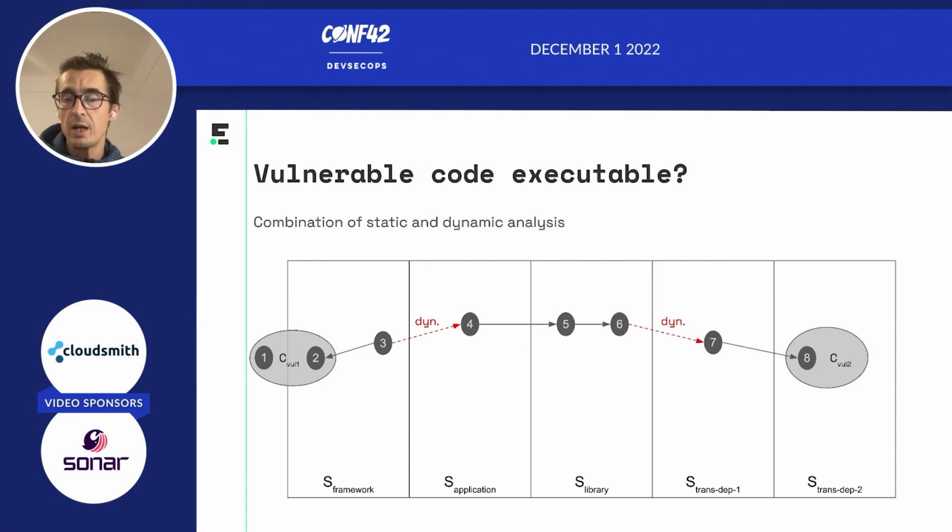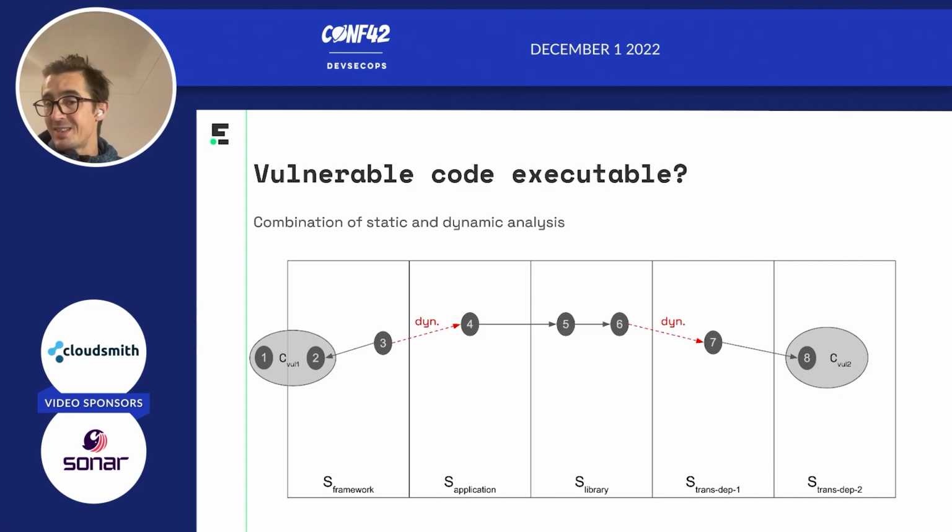What you see here on the screen is basically one application with one method, number 4, part of the set of application methods. This application has a direct library dependency with methods 5 and 6, and it also has a framework dependency with methods 2 and 3. The library dependency also brings in 2 transitive dependencies with methods 7 and 8 respectively. Those methods call each other according to those edges and arrows.